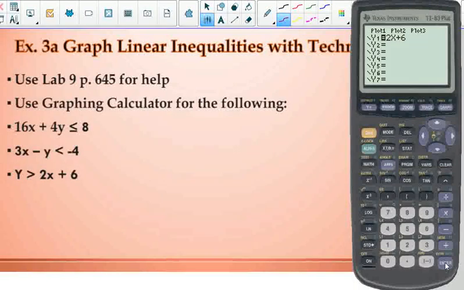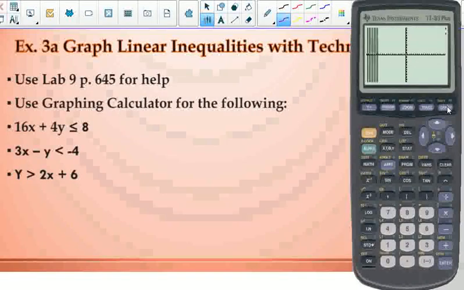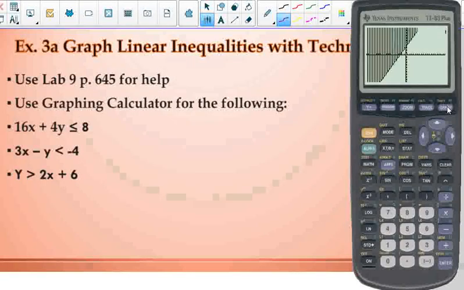So if I go down to the enter button, I'm going to keep clicking until I see a triangle on the upper end. And so here you can see I have the shaded triangle on the upper end. That's saying that it's going to shade everything on top of the line. Now if I hit graph, you'll see my line being drawn, and everything on top of the line is a solution.